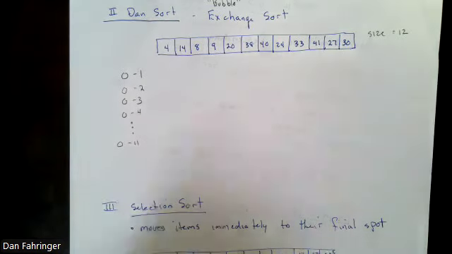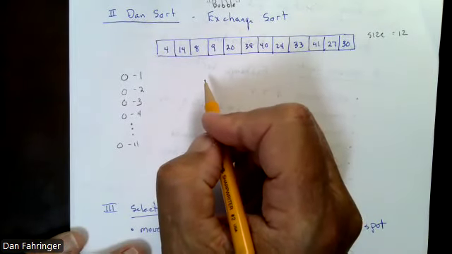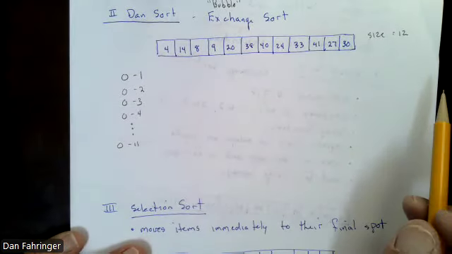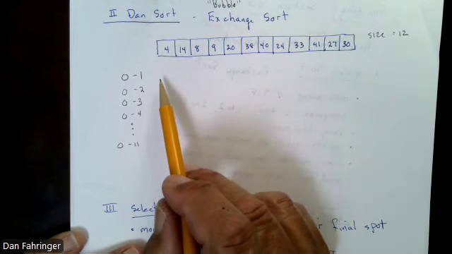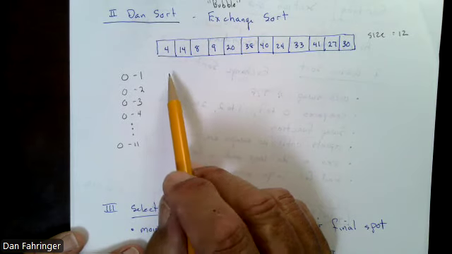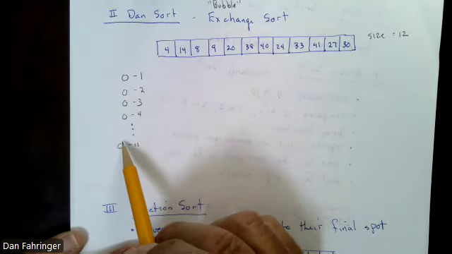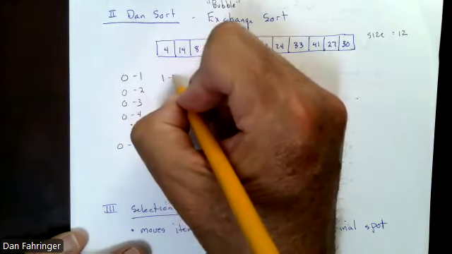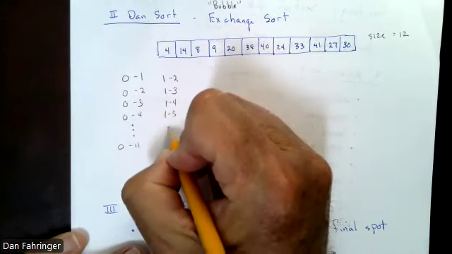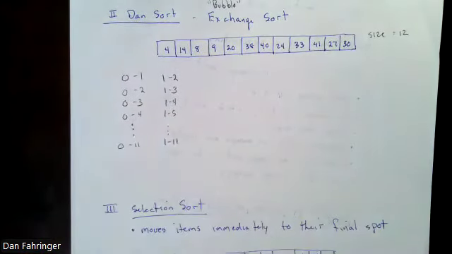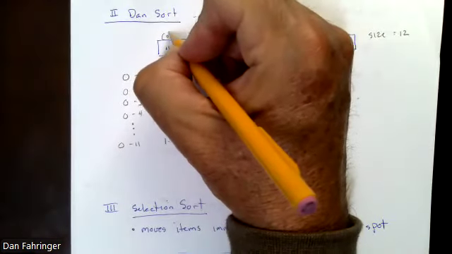Once I'm done that, I'm going to go through and loop again. This time I'm going to use the subscripts. Anybody have a guess? You mean the starting subscript? Well, 0 is already in the correct place and done. So now I'm going to go 1 compared to 2, 1 to 3, 1 to 4, 1 to 5, dot, dot, dot, 1 to 11, so that the second smallest bubbles up here to subscript 1.